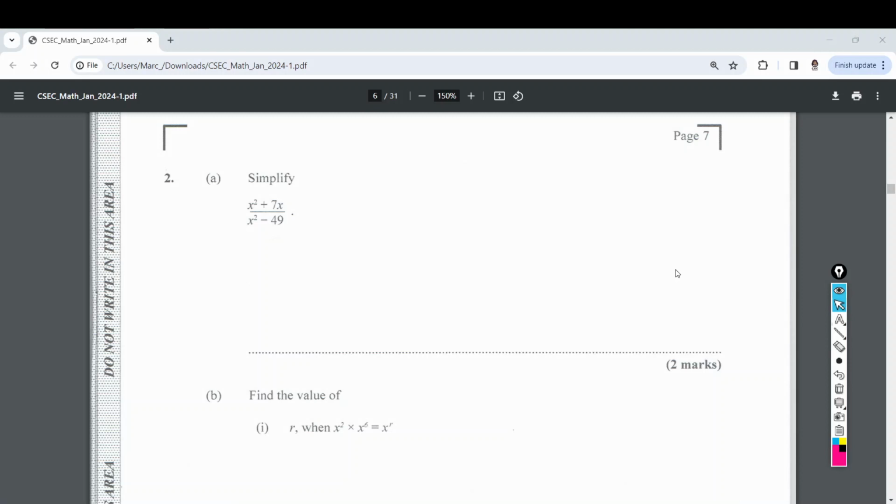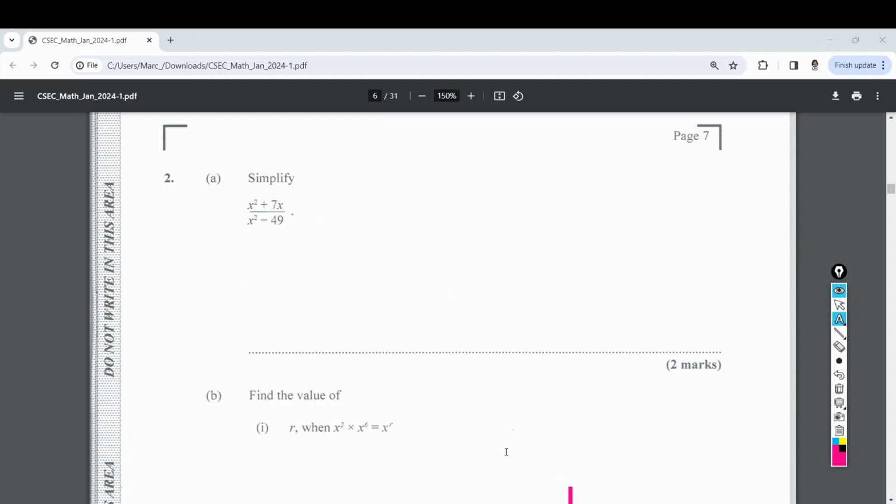Today we're going to be looking at January 2024, question number two. And I absolutely love how this question is set out. This is actually a very good number two. I really like how it's done. So the first question here, guys, they ask us to simplify x squared plus 7x over x squared minus 49.